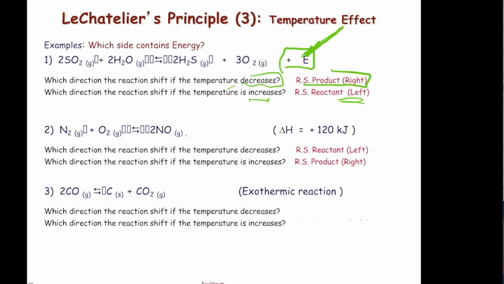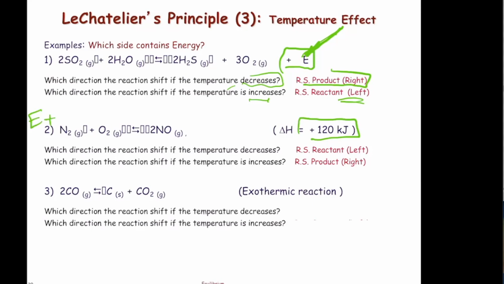Another way of expressing energy is telling me that the energy is positive or negative. When it's positive, it's endothermic. Endothermic: energy is a reactant. When it's negative, it's exothermic. Energy is a product. So here it's positive 120. That means energy is on this side. Energy is in the reactant side.